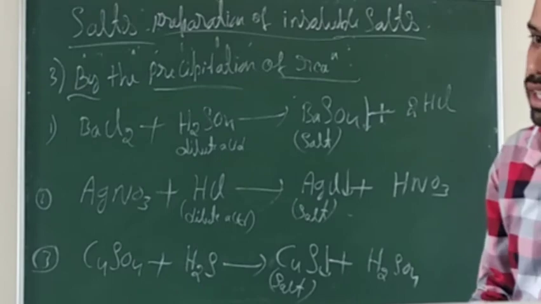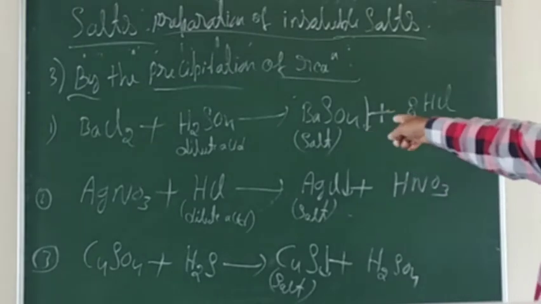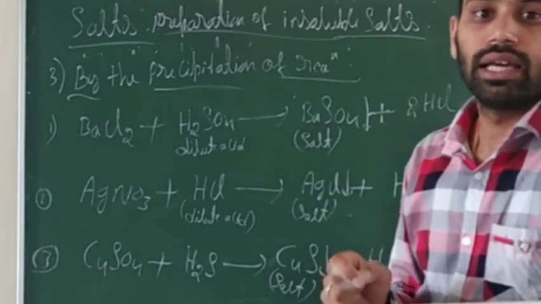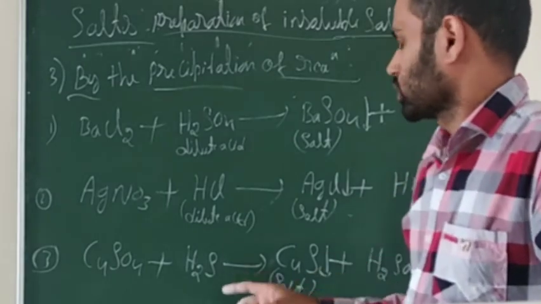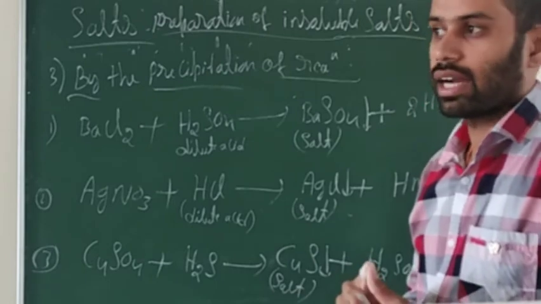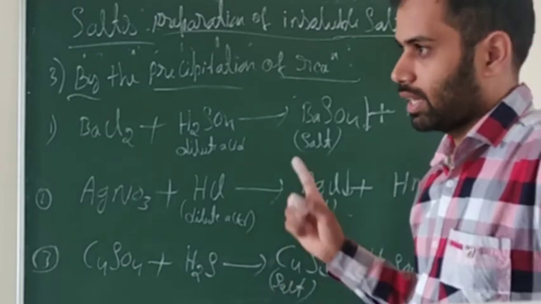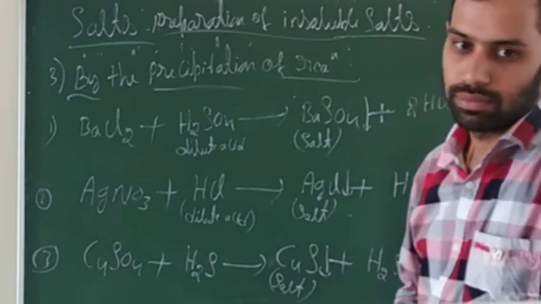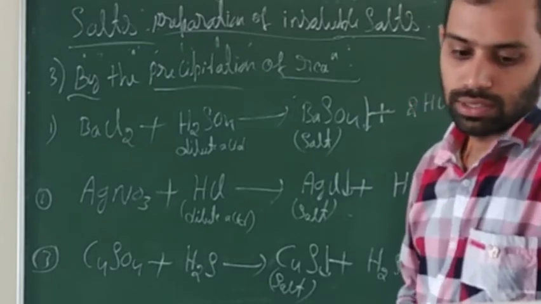When barium chloride reacts with dilute sulfuric acid, dilute, not concentrated, it will form barium sulfate. The downward arrow indicates it is insoluble in that aqueous solution, and it will form the acid HCl. One more: how is silver chloride formed? When silver nitrate reacts with hydrochloric acid, again a dilute acid, it forms silver chloride plus nitric acid. So these are a few methods for the preparation of salts.